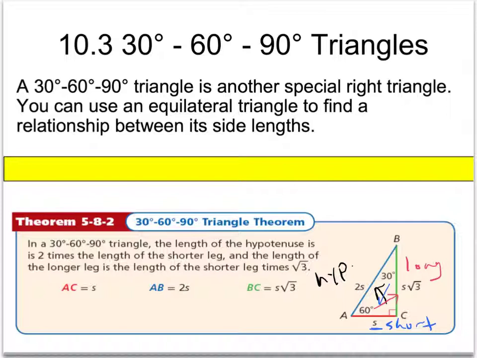Again, here it is as an example. AC is your short side, as you can see right down there. Okay, AC, that is S. Your AB, that's your hypotenuse. That's your 2S because you're taking your short side times 2. Then your third side is the longer of the legs, which is the short leg multiplied by the square root of 3. Alright, so let's give this a shot.